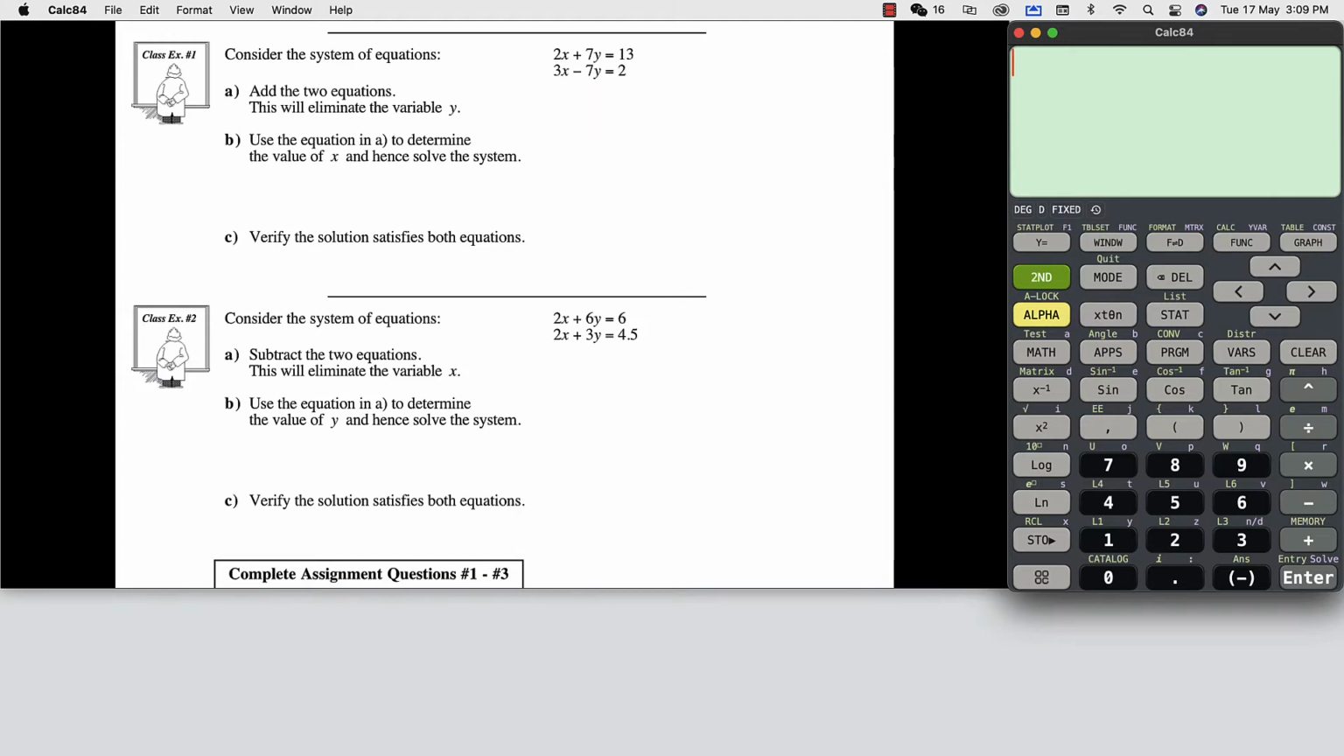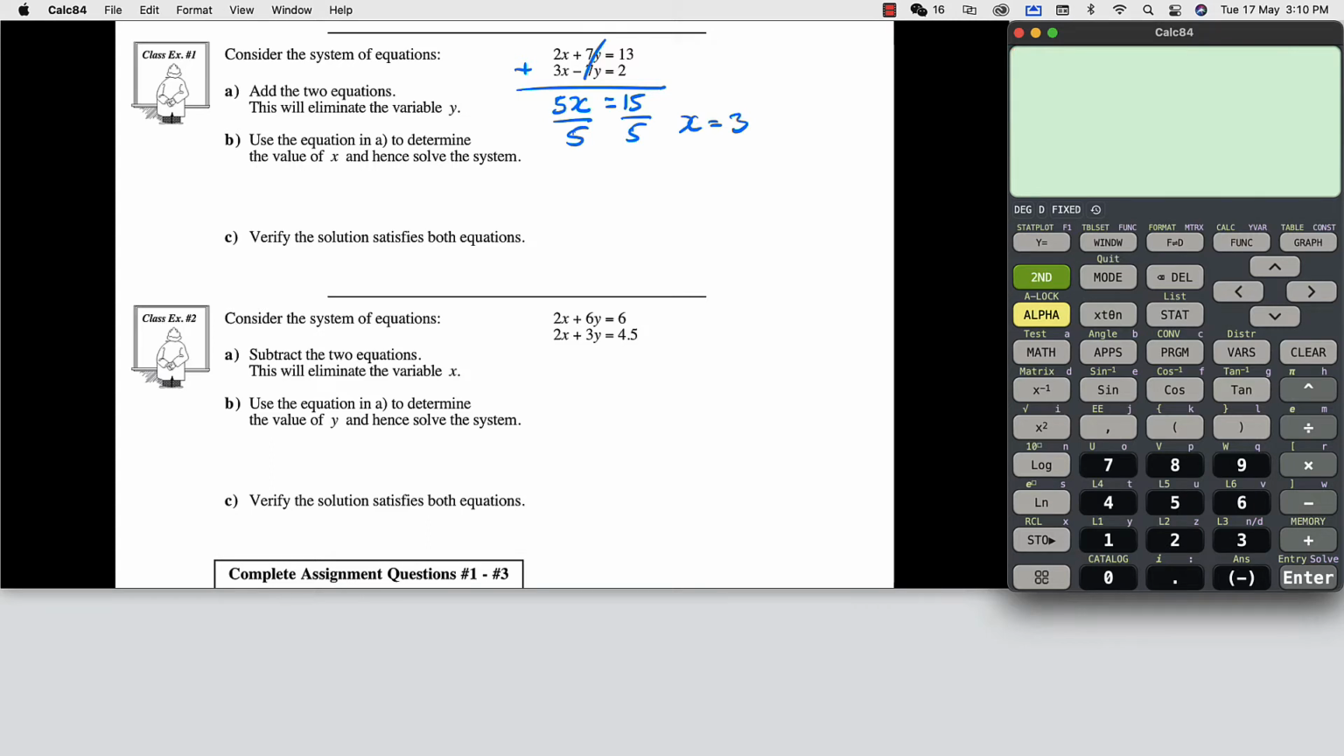So if I just take those two equations and I literally just add them together, on the right side of the equal sign, it's 13 plus 2, which is 15. And on the left side, we get positive 7y plus negative 7y, which eliminates it. So literally those are gone. And that leaves us with 2x plus 3x, which is 5x. At this point, it's easy to solve for x by dividing by 5, and we get x equals 3.